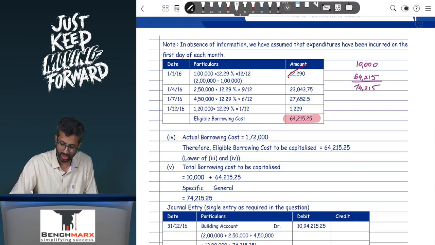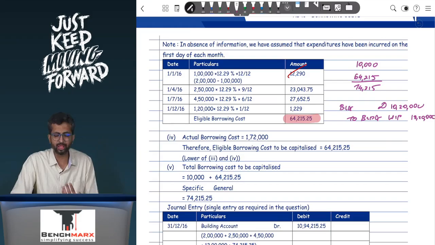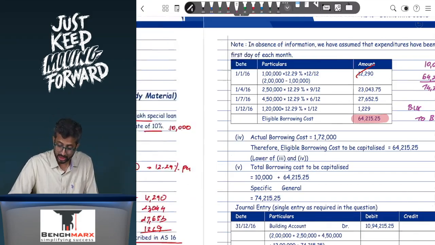The question says you pass an entry for capitalizing the borrowing cost as well as the total cost. So this is 10,20,000 that you are spending. So we'll say 10,20,000 building account debit. Institute usually says building WIP. You can always say to bank as well.